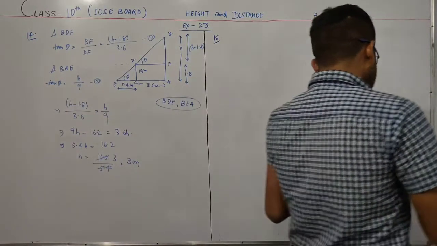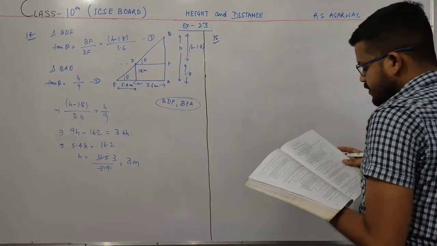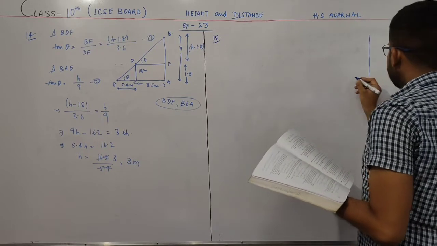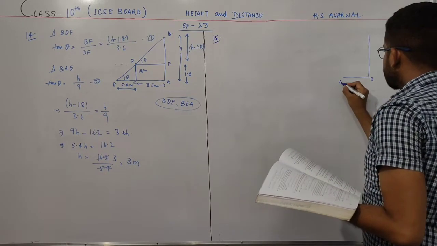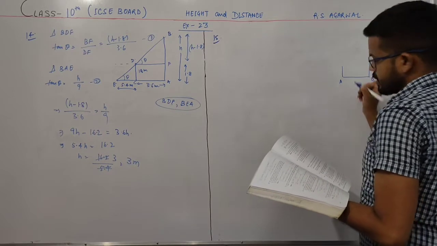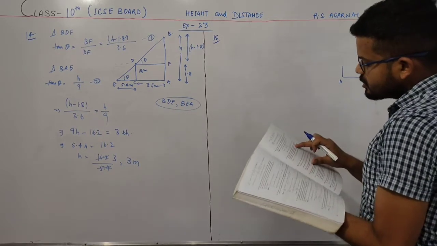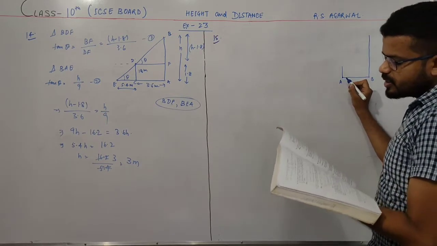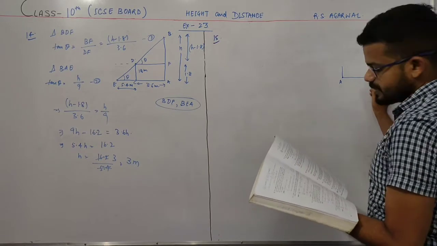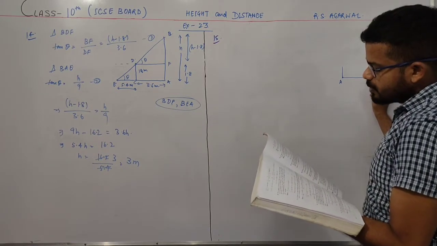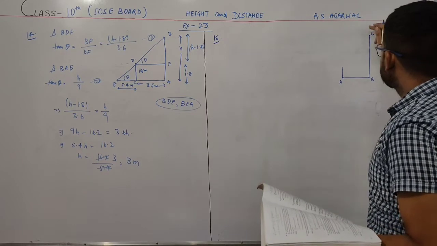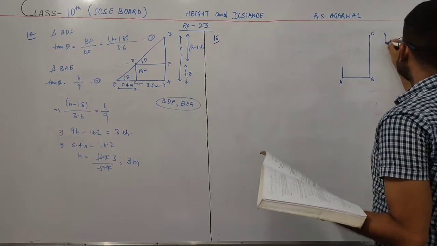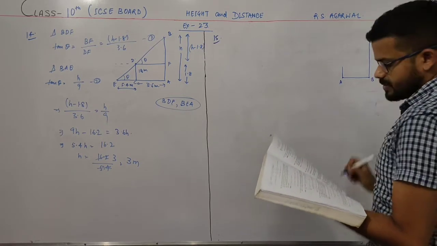In the adjoining figure, a man stands on the ground at a point A. Here the diagram is given. This is B and this is A. A man is standing here, which is on the same horizontal plane as B. The foot of the vertical pole is B, C. Here, this is the pole BC. The height of the pole is 10 meter. This is given 10 meter.